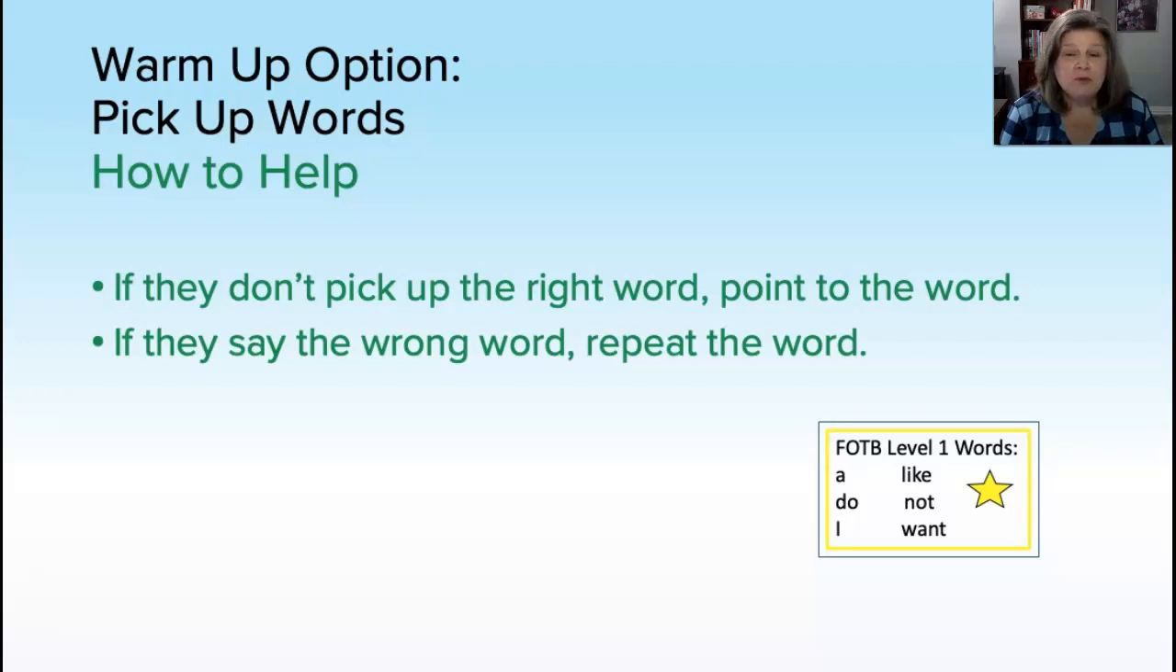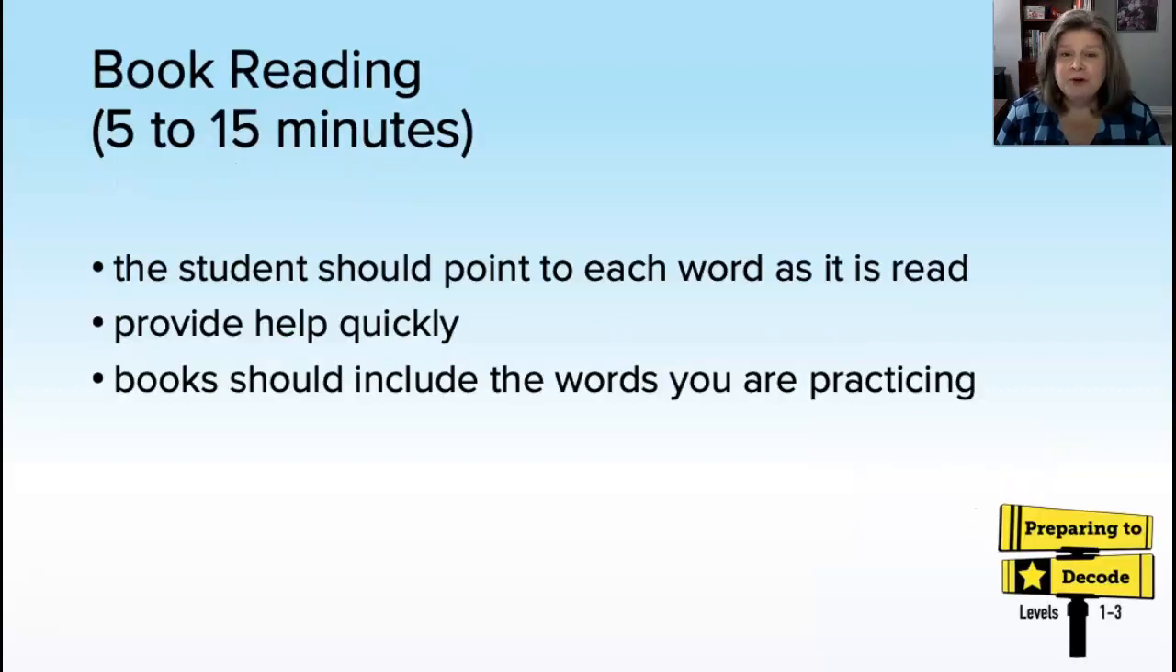So if they don't pick up the right word, just point to the word they should have picked up so they can pick it up and then read it. If they say the wrong word, then just repeat the word again. During book reading at this early stage, the student should point to each word as it is read.